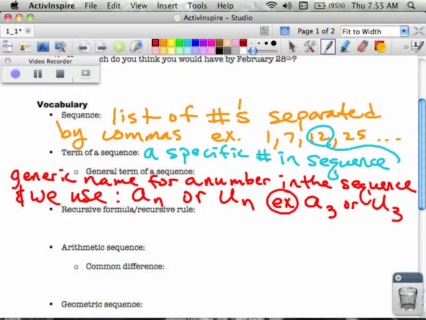And we use the A or the U depending on what kind of equation we're talking about. The A sub 3 is with an explicit equation, which means we're talking about y equals. And the U sub 3 is talking about something called a recursive equation. And we're going to learn more about that in our lesson today.